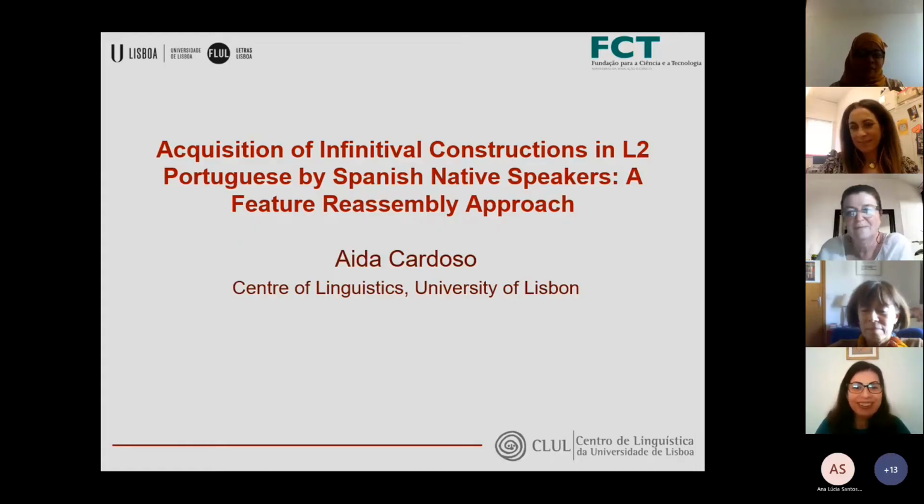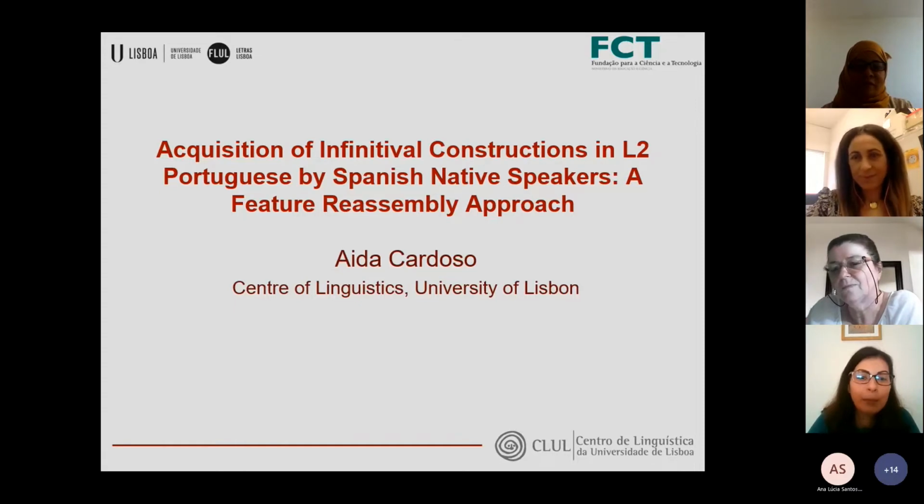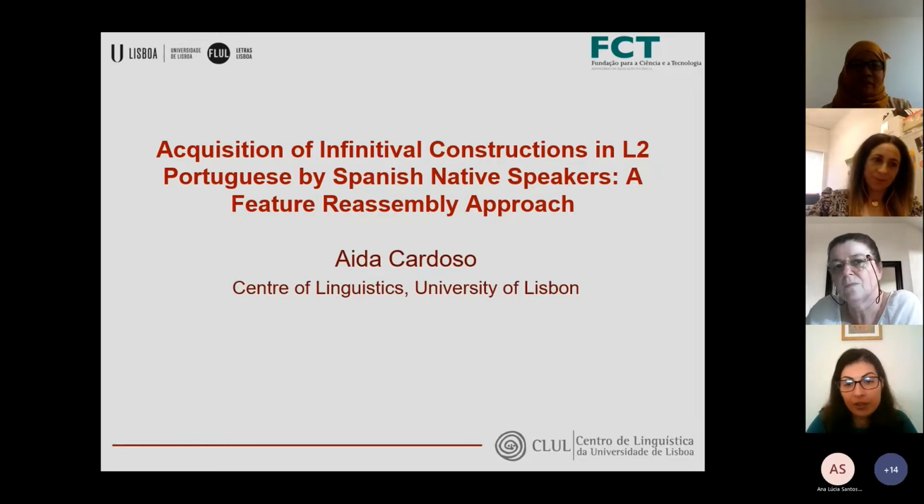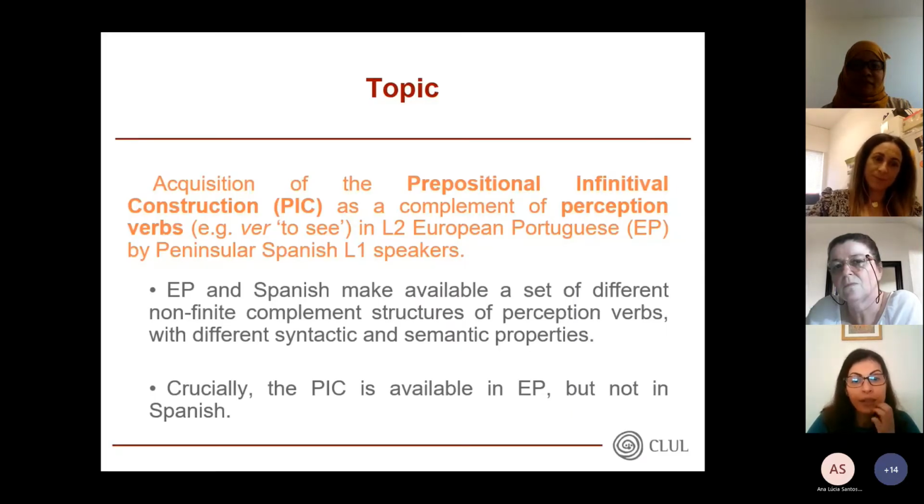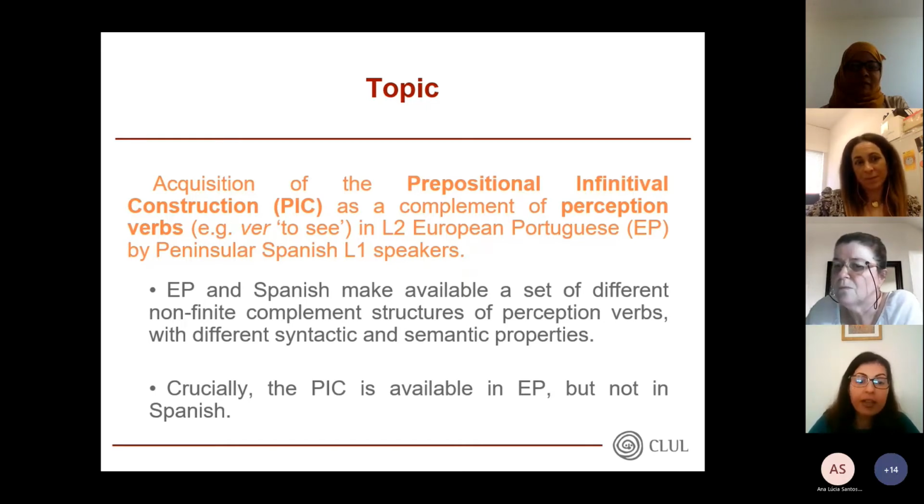Good morning. This presentation will focus on the acquisition of infinitival constructions in Portuguese as a second language by Spanish native speakers. In particular, we will focus on the acquisition of the prepositional infinitival construction as a complement of perception verbs.